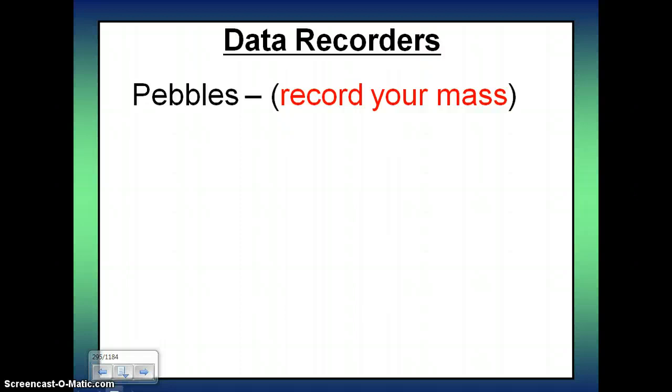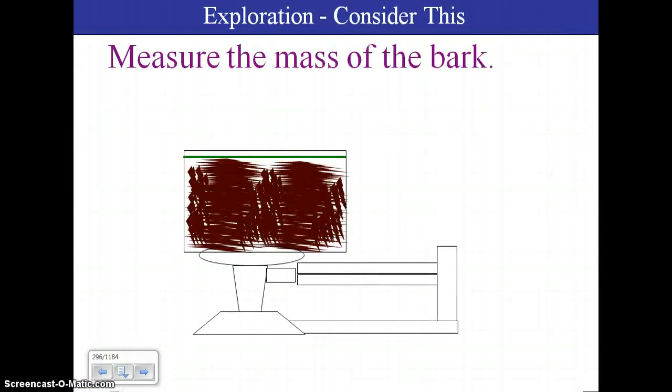Okay, how many people found that the pebbles were between 150 grams and 200 grams? Very good. And in fact, if we look at all of the data, we see that most people recorded their mass of pebbles as around 190 grams. So they are similar. Okay, let's take a look now at the mass of the bark.